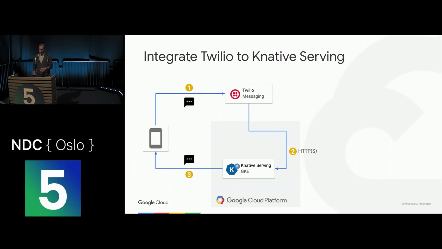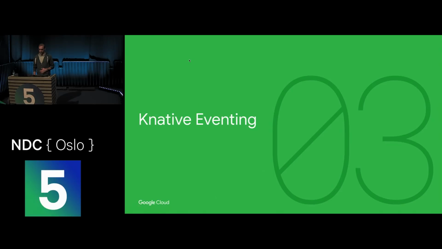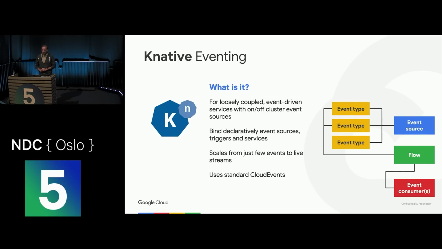So that's Twilio, and I showed you Cloud Run, so we can skip that. So that's Knative Serving. Next, I want to talk about Knative Eventing. In a nutshell, Knative Eventing allows you to connect event sources to event consumers with some kind of flow in the middle. I know this is a very high-level description, but that's basically what it is. The event consumers are Knative services, and then you can do some kind of filtering beforehand that I'll talk about.